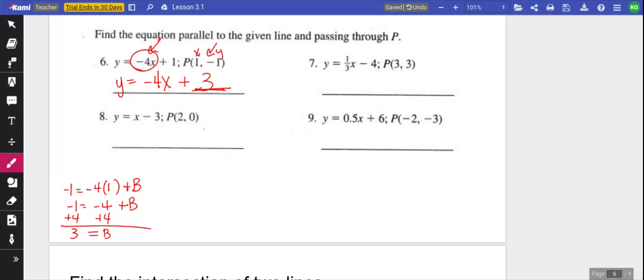So you can tell that these two lines are parallel because they have the same slope, but they have different y-intercepts. The next one, I want a parallel line to y equals 1/3 x minus 4, but I want a different intercept. So I'm going to substitute in 3 equals 1/3 times 3 plus b. So 3 equals 1 plus b. So b equals 2.